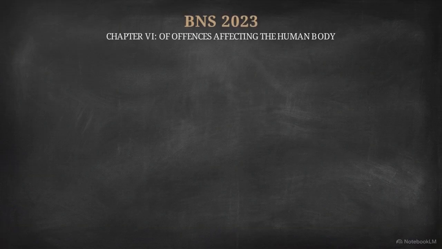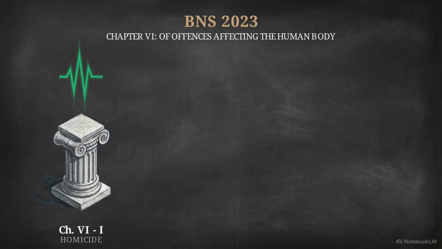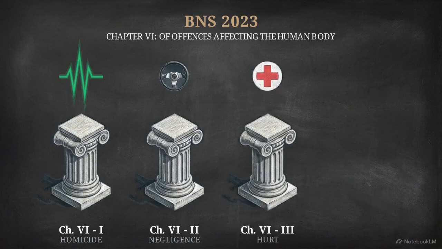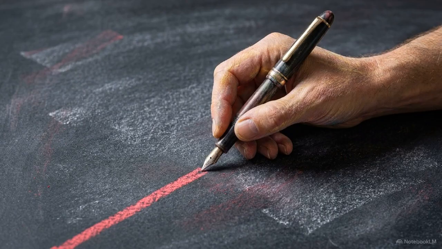To meet that standard, we are going to analyze the four critical pillars of Chapter VI: homicide, negligence, hurt, and lawful guardianship. Success in the exam hall depends on your ability to identify the exact legal boundaries that escalate a minor offense into a major crime.